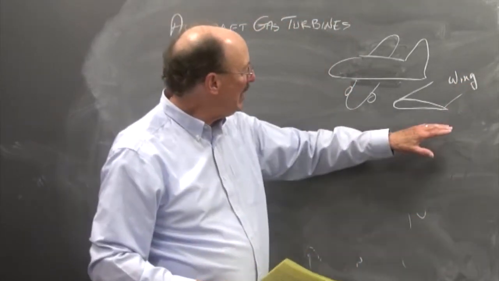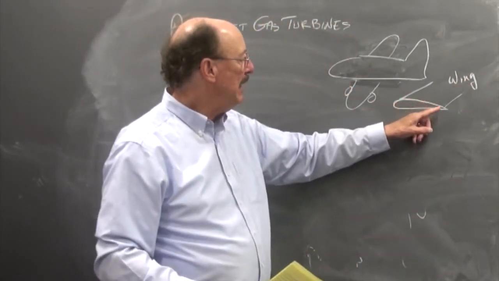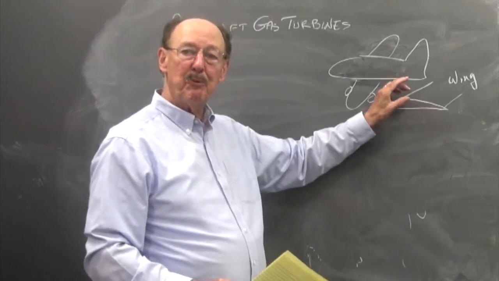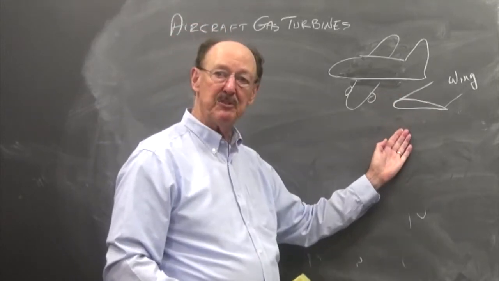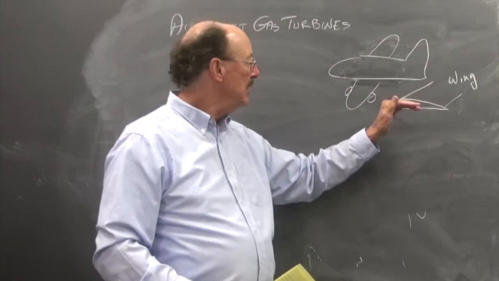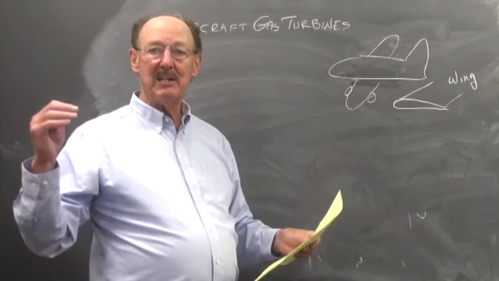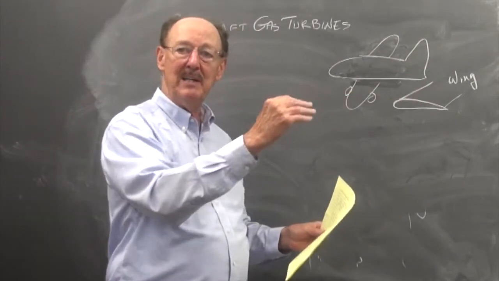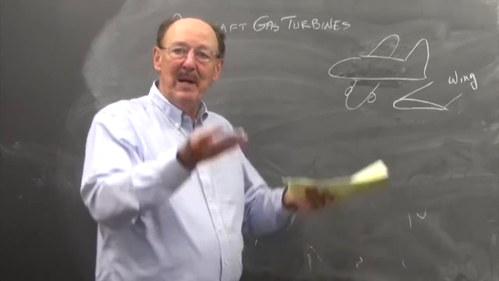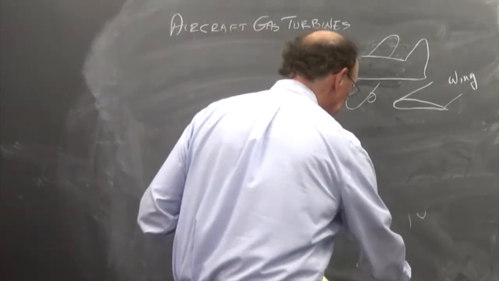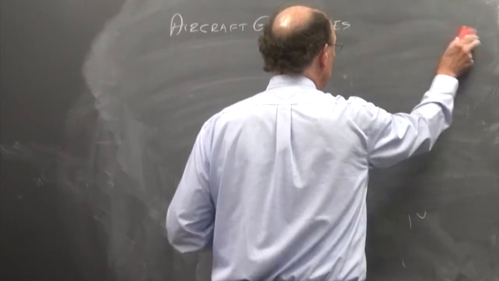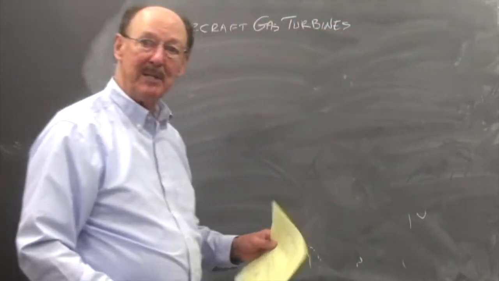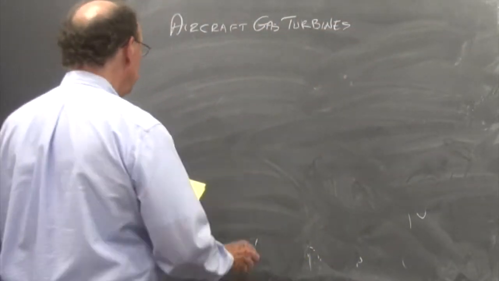So the shape of the wing, as it goes through the air, creates a pressure difference, and the pressure difference creates a lift that pushes this up. So the jet engine only is like a reactive force that makes it go this way. The shape of the wing makes it go up. So I'm not going to worry about the shape of the wing. I'm going to worry about this jet.